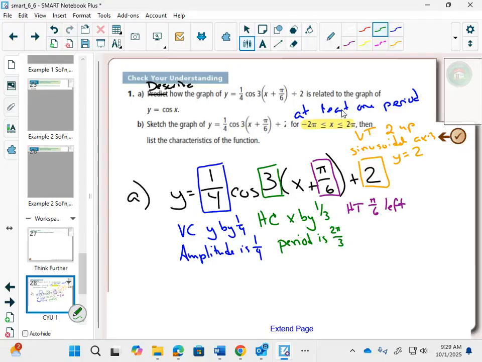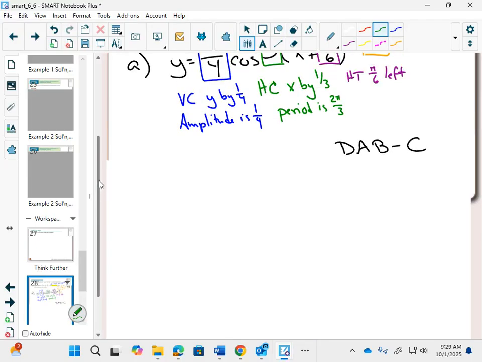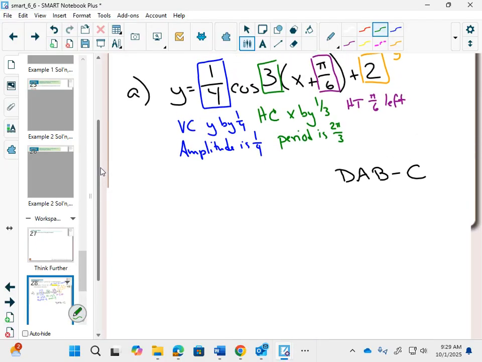So once again, I'm going to extend my page here. I'm going to write off to the side DAB-C, and as I do each of those things, I am going to draw.